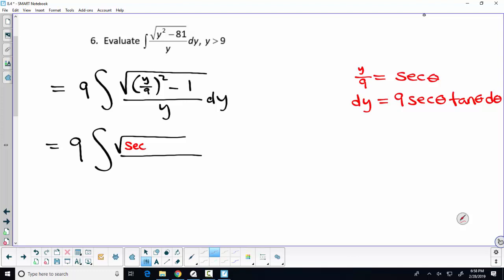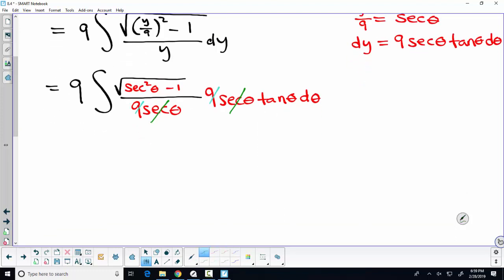So that's secant squared theta minus 1. Y, just y itself, is 9 secant theta, and dy is another 9 secant theta tangent theta. So this 9 and this 9 are gone. We've got this secant and this secant gone.